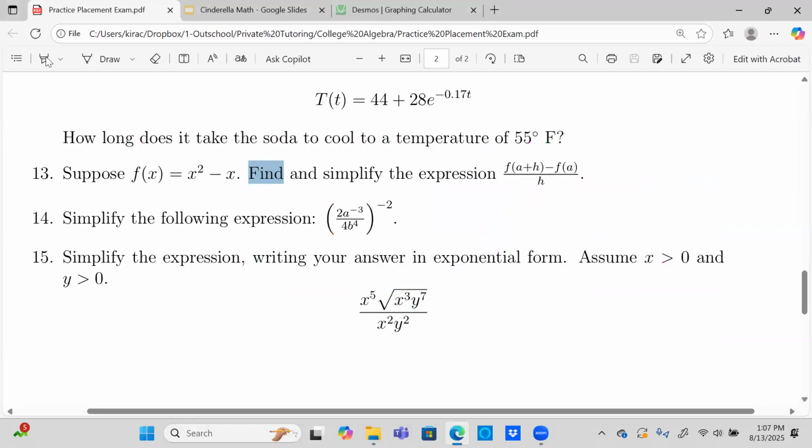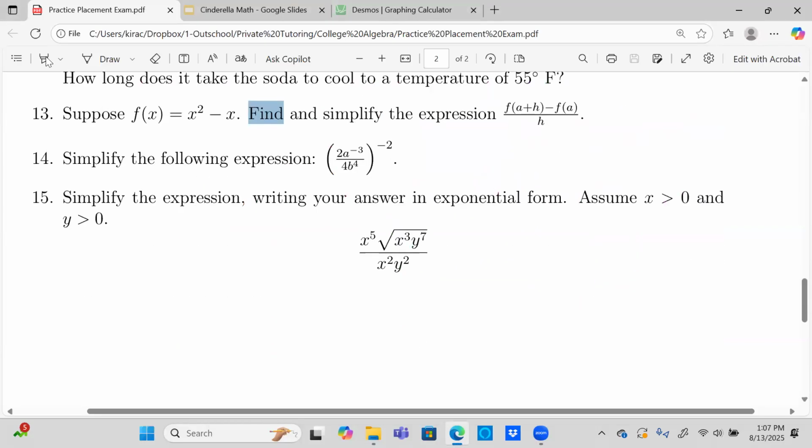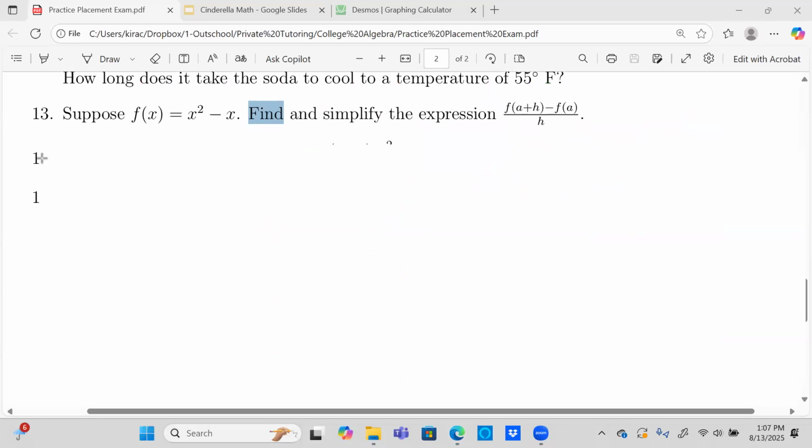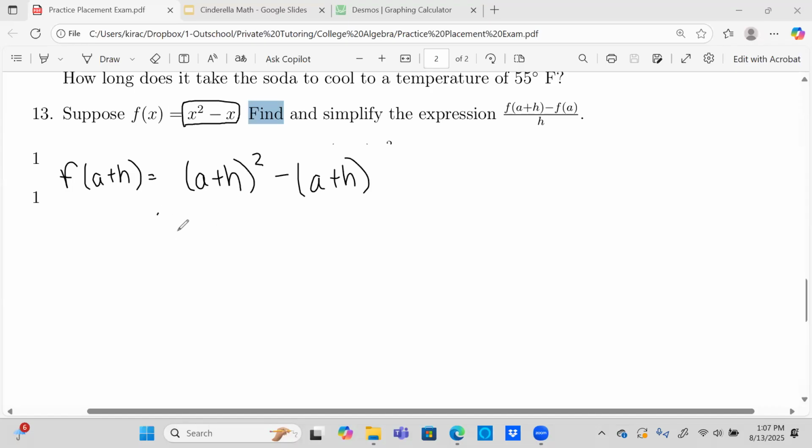All right, I'm on 13. Don't know why that's highlighted. Get off of there. Anyway, suppose, okay. So this is just working with functions. This is our function. Over here, it says we need f of a plus h and f of a. So we're going to do f of a plus h. So everywhere we see x, put in a plus h. So this would be a plus h squared minus a plus h. Well, let's square that out. So we need to FOIL it with itself.